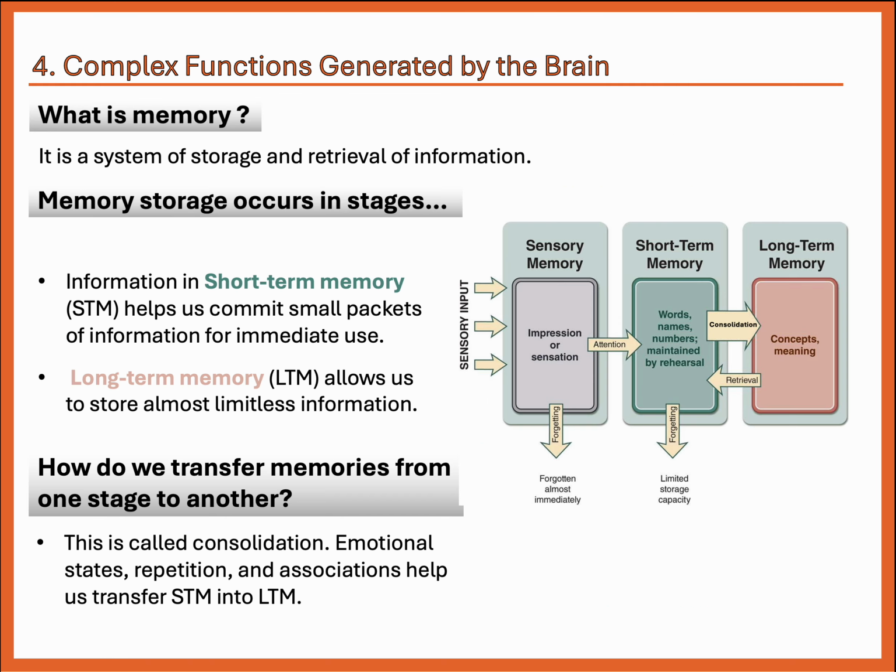All right. What is memory? It's a system of storage and retrieval of information, right? So memory storage occurs in different stages, actually. Information in short-term memory, we call this STM, not the STM bus and metro, helps us commit small packets of information for immediate use, okay?